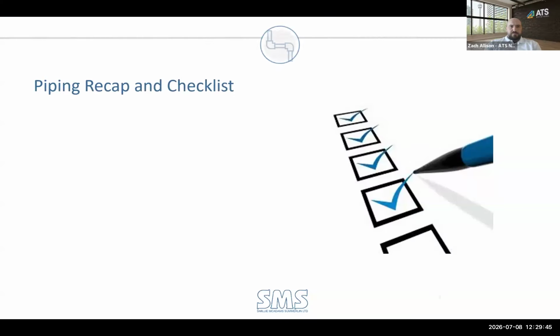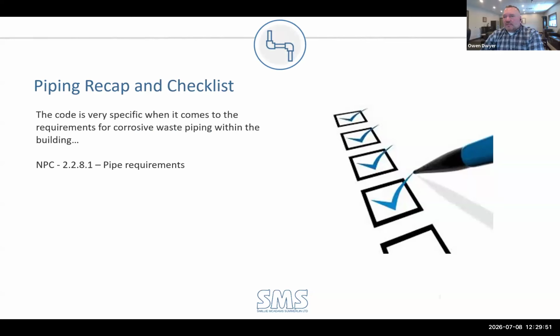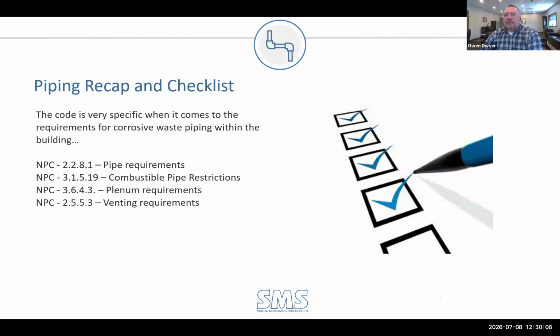Perfect. So any other questions on the piping, Zach? Okay. I think we're good to go. Just a quick recap. Piping gets a lot of love. We talked about 2281, where you have the A, B, and C listed. 31519, that's your combustible construction, the combustible piping and non-combustible construction, and the provisions made for polypropylene. 3643, you have plenums. We talked in 2553 about the vent requirements through independent venting.